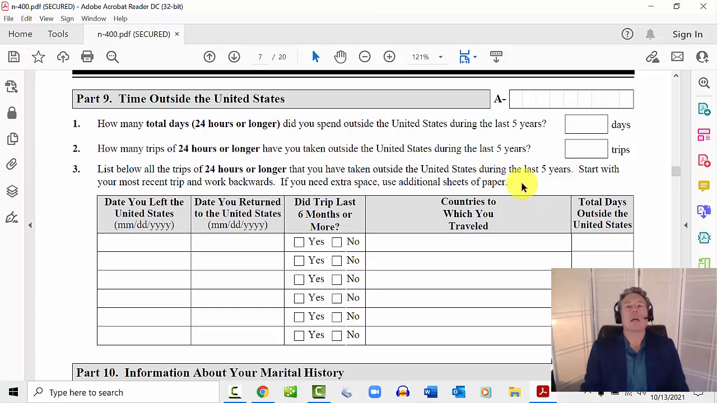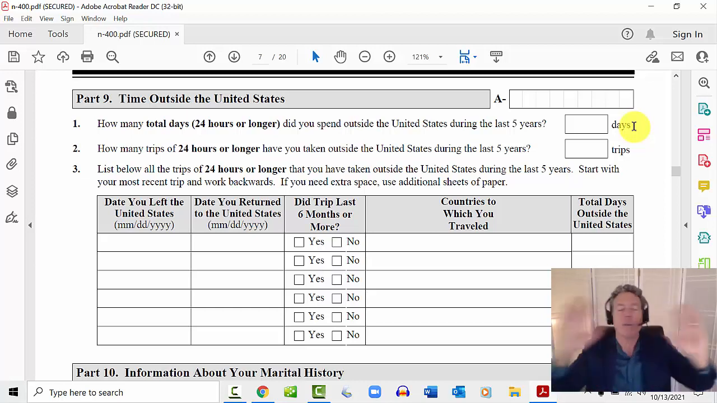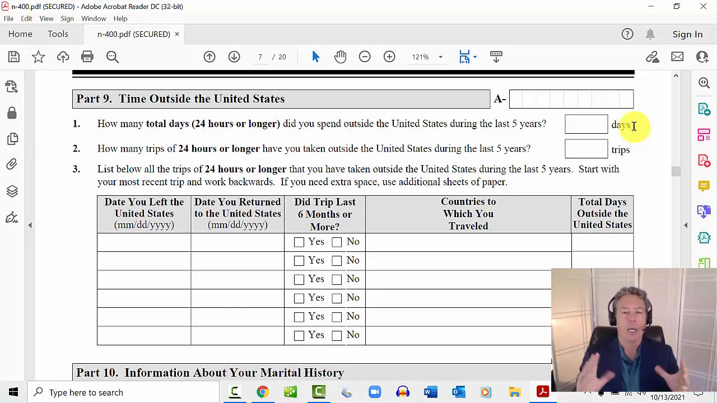Now, there are ways to check this on the CBP, the Customs and Border Protection website. They give you an I-94 printout, and so your travel data might be on there to help you. Otherwise, you're going to maybe have to give it your best guess if you don't remember. But look, they're looking for days, so that gives you the tip.